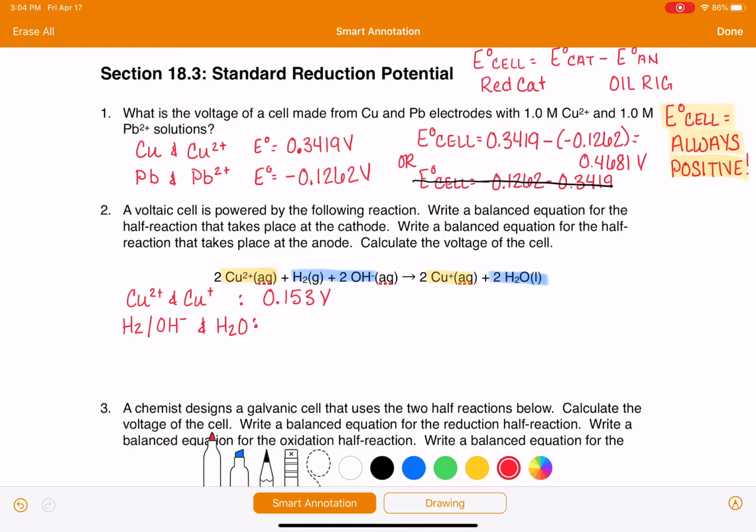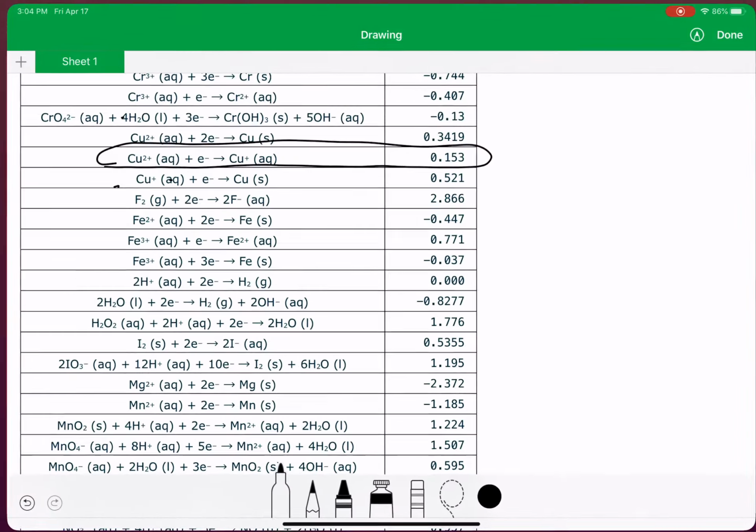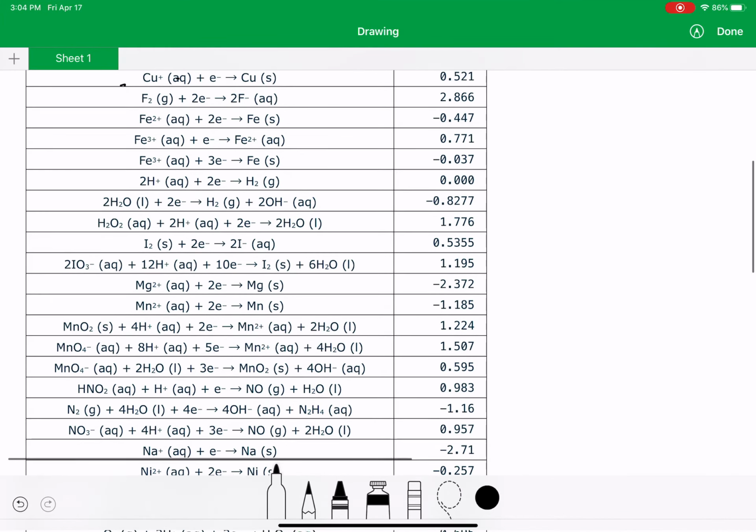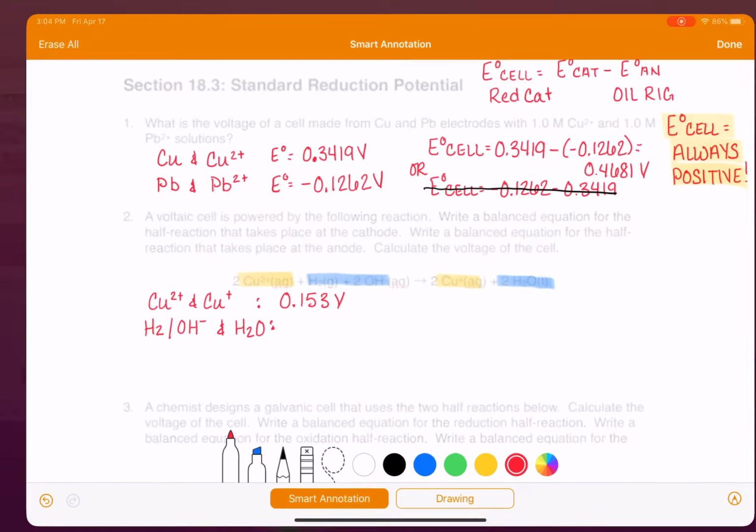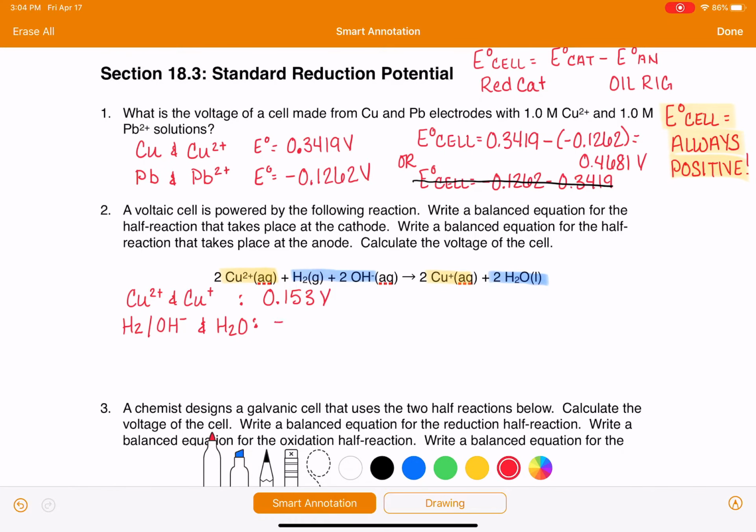0.153 volts. And then our other one, now this one's going to be harder because hydrogen and oxygen, not sure if we're going to find that in the H's or if we're going to find that in the O's. Let's go look. And what are we closer to? So here is H2O, hydrogen, and hydroxide. We lucked out. We just happened to find it right there. It's right in front of us, so that worked out pretty well. So this one is negative 0.8277.